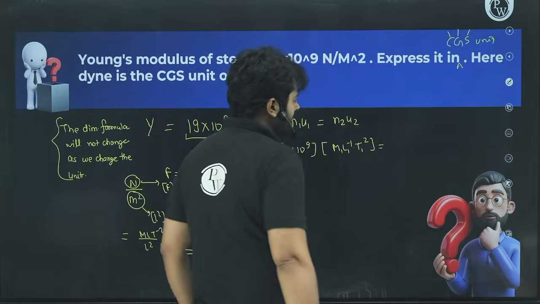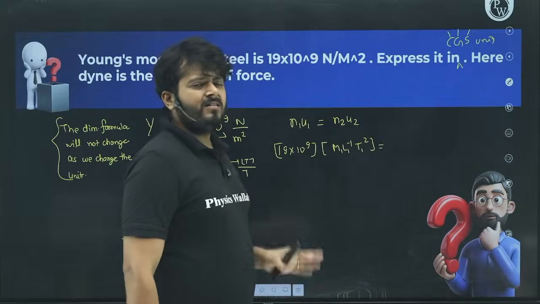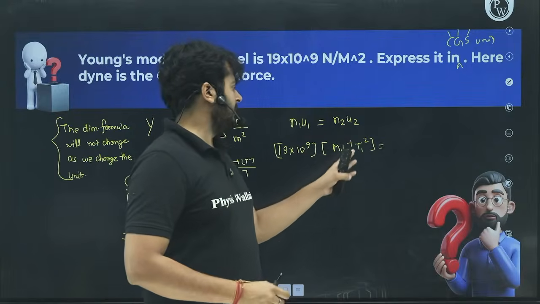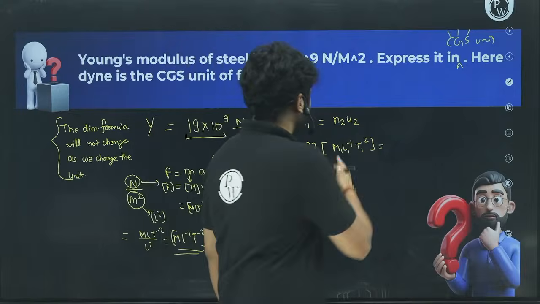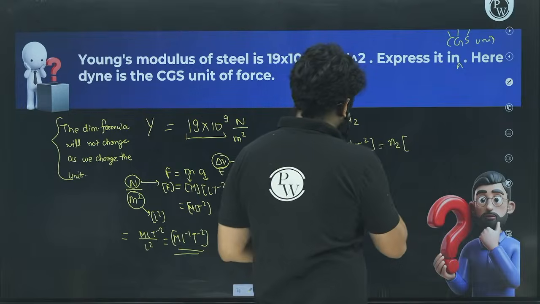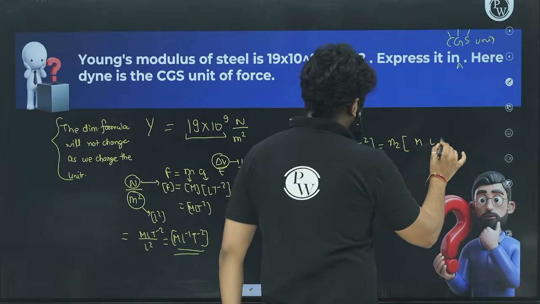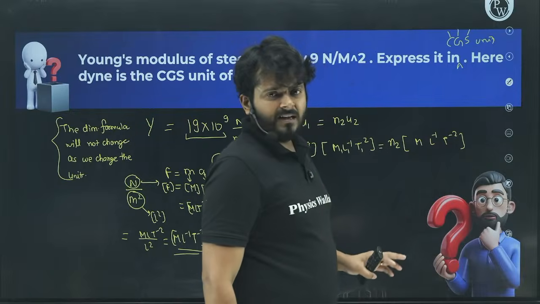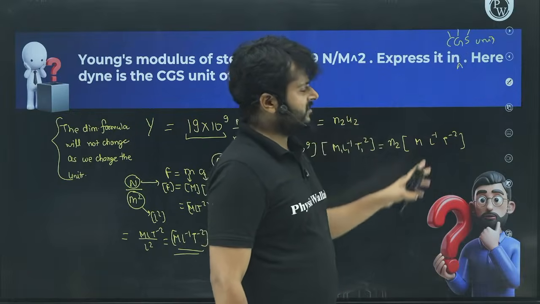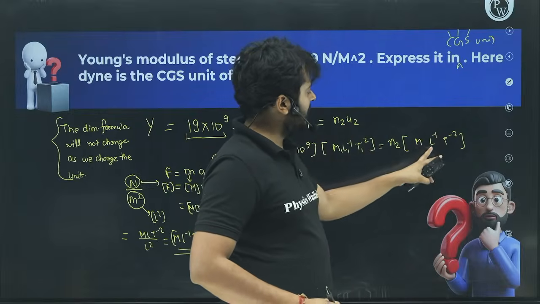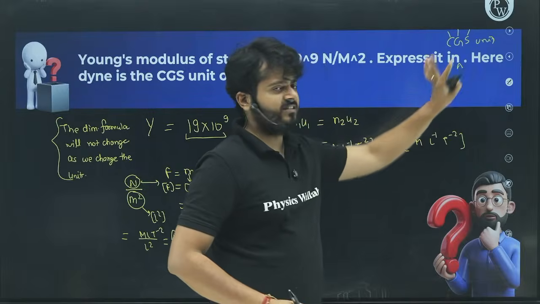M1, L1, T1. In the SI system, mass is measured in kilograms, length is measured in meters, time is measured in seconds, right? And here, the numerical value in the CGS system we don't know, but the dimensional formula will remain the same, M L minus 1 T minus 2. In CGS, centimeter gram second, mass is measured in grams, length is measured in centimeters, and time is measured in seconds, right?